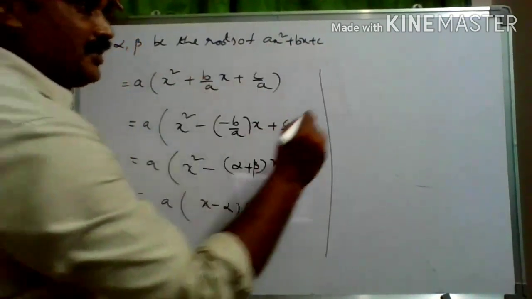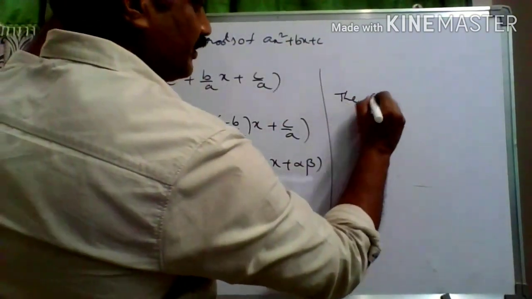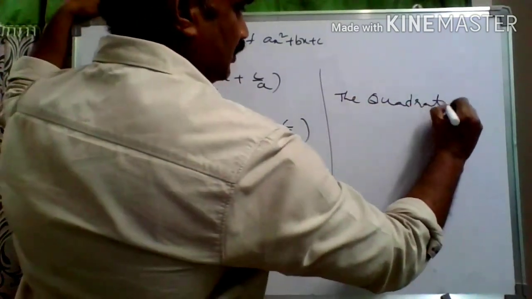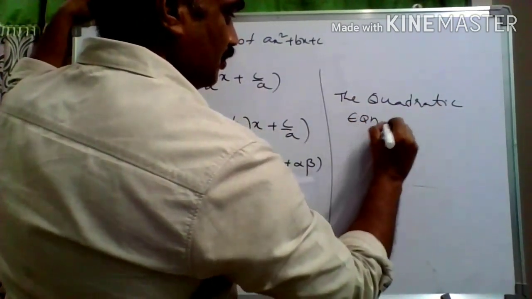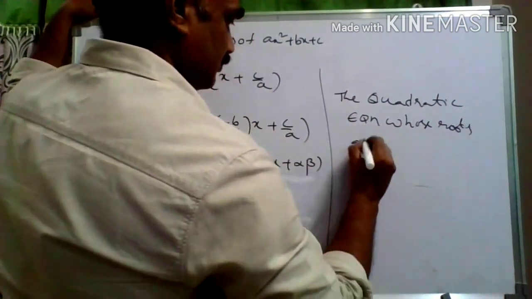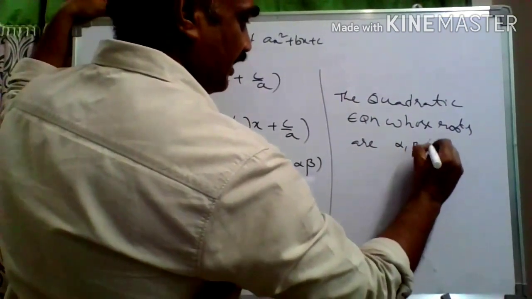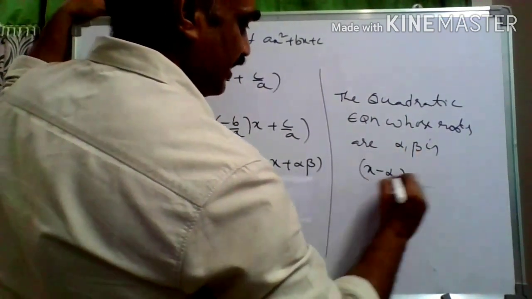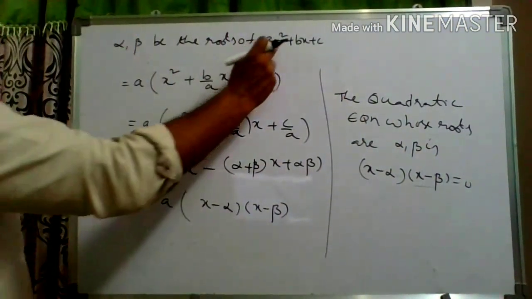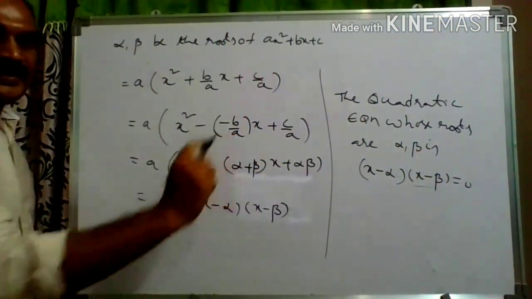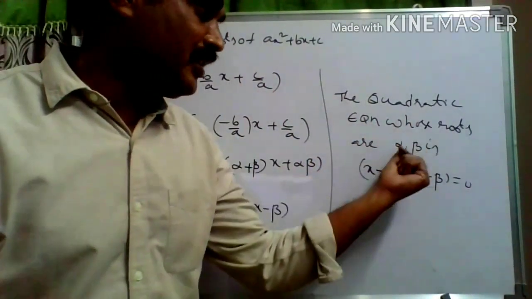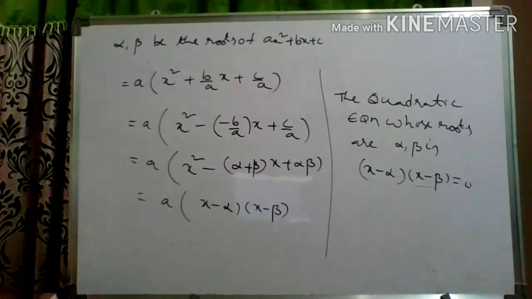Here the x square coefficient is a, so a into x minus alpha into x minus beta. Suppose the x square coefficient is 1. The quadratic equation whose roots are alpha, beta is, by the formula, x minus alpha into x minus beta is equal to 0.